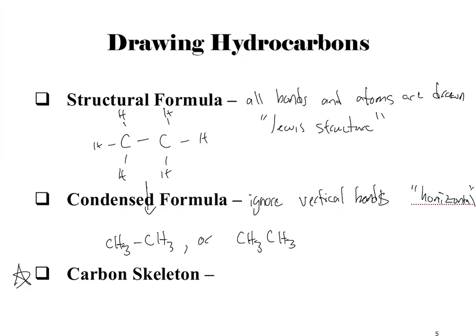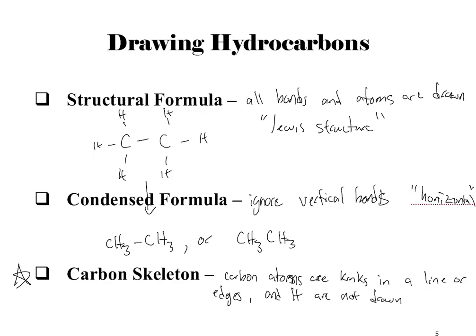And then the carbon skeleton is my favorite and will be your favorite too. Carbon atoms are kinks in a line or edges, and hydrogens are not drawn. Whenever you see a bend in a line, that means there's a carbon atom there. If you reach the edge of a line, that's a carbon atom there. And then you just ignore the hydrogens.